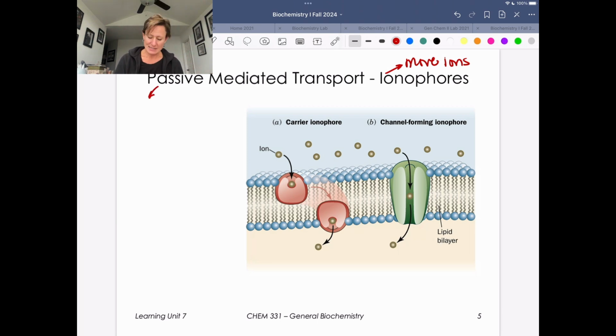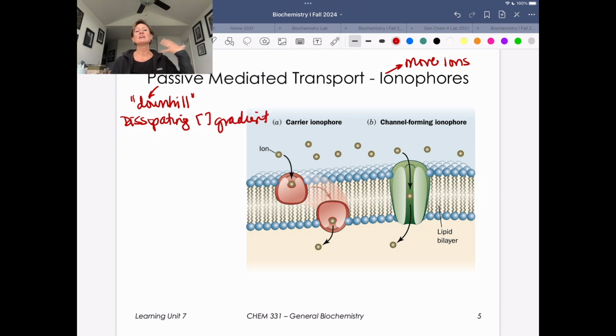Passive means it's going to be operating in a downhill direction energetically. So downhill, meaning we are dissipating a proton gradient. I should say we are going to be talking about protons here, but this is about dissipating a concentration gradient. When we talk about something being passive, it happens without the input of additional energy. So passive mediated transport is going to dissipate a concentration gradient.